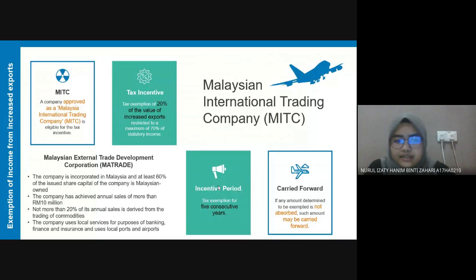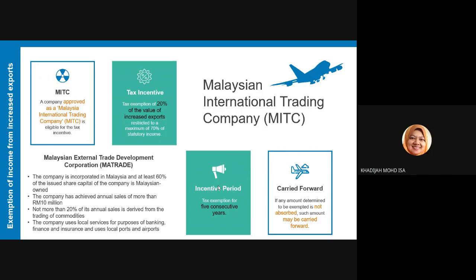And then the second, the company has achieved annual sales of more than 10 million ringgit. And then the third is not more than 20% of its annual sales is derived from the trading of commodities. And then the last one is the company uses local services for the purpose of banking, finance and insurance, and also uses local ports and airports.